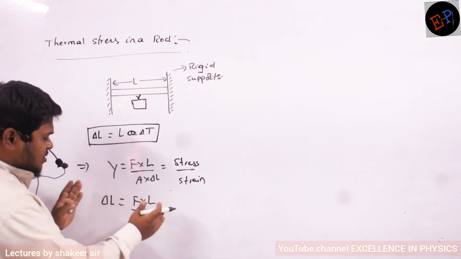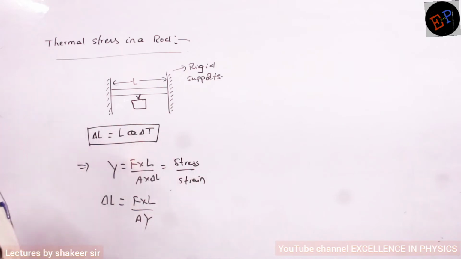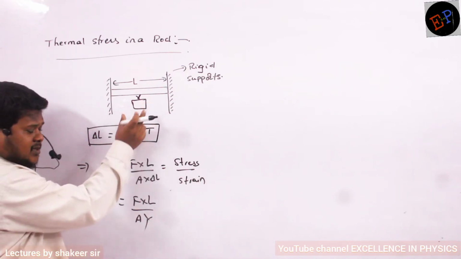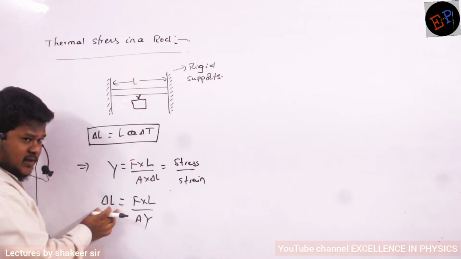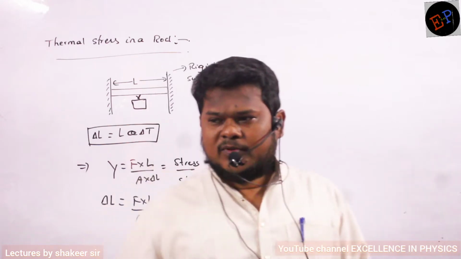And this compression is produced by whom? Compression is produced by the supports. See, if my rod tries to expand by 2 centimeter, then the compression must also be 2 centimeter. Then only the length of the rod remains the same. Are you able to understand?